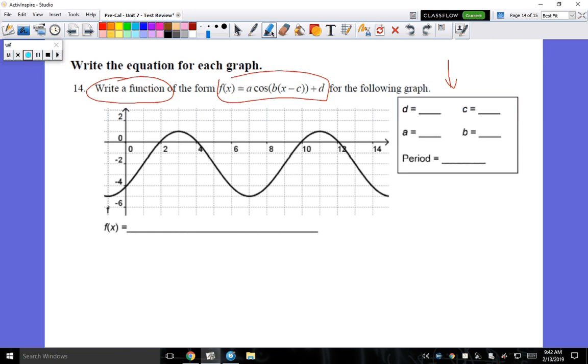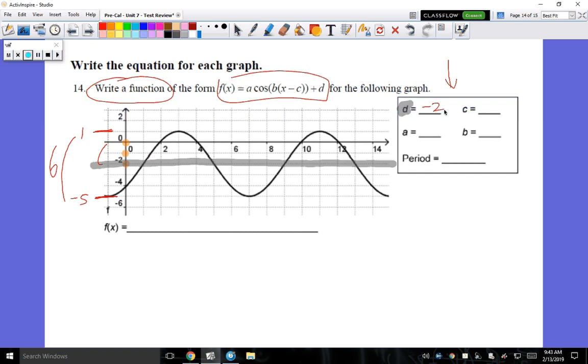Okay, so just like what we've been doing before, the D value is probably the easiest one to see. We have a -5 to a +1, which says it's a total of a jump of 6, if you will. So if I go halfway, 1, 2, 3, and from there I'm going to put this equilibrium line, basically a line that cuts the wave right in half. That is going to be my D value. It's that vertical shift 2 units down from the original parent function. So D is -2. Okay?